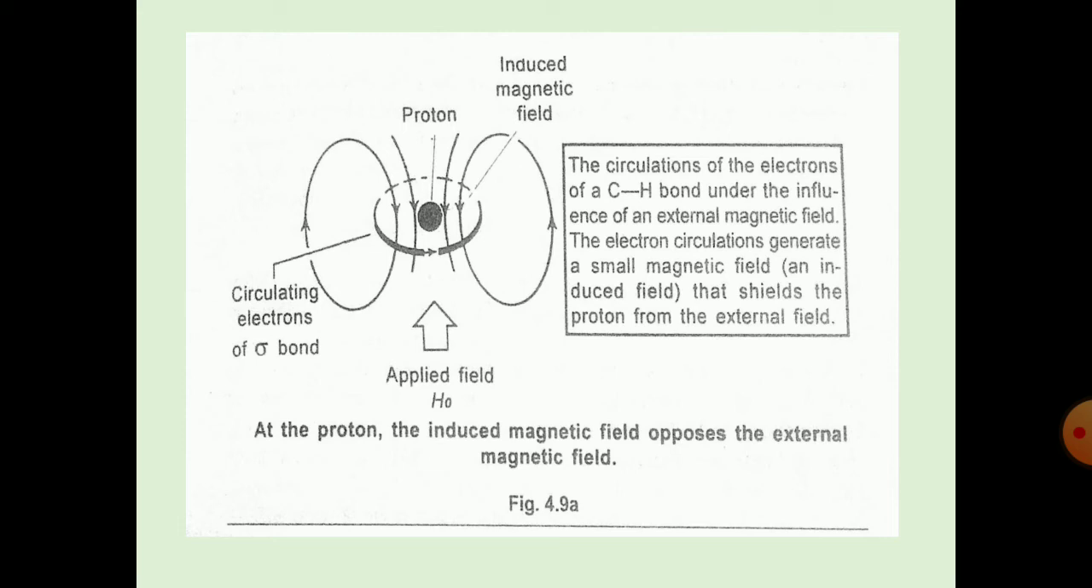Because the nucleus experiences a weaker magnetic field than that applied externally, it is said to be shielded from the externally applied magnetic field. This type of shielding is termed diamagnetic shielding, and the externally applied magnetic field H0 is uniform over the entire molecule, and therefore it cannot make the different protons non-equivalent.